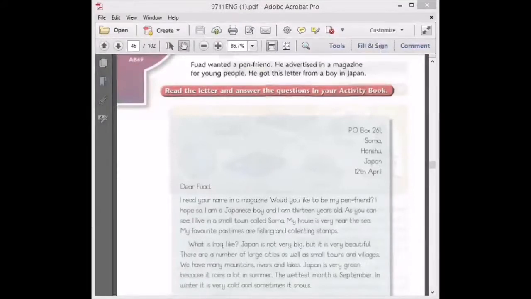So I was saying that we're going to study Unit 6, and Unit 6 is titled Friends Abroad. So, what is meant by abroad? The adverb abroad means in a foreign country. So, when we say friends abroad, we simply mean friends from other countries, right?